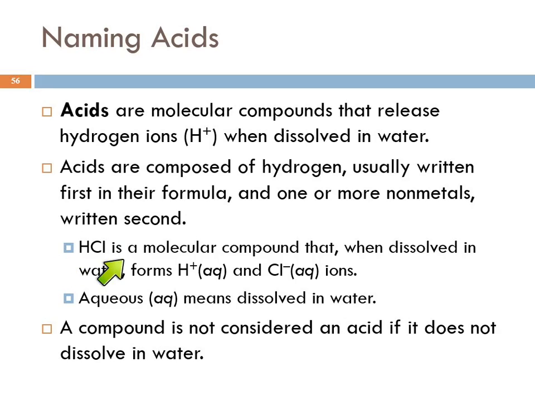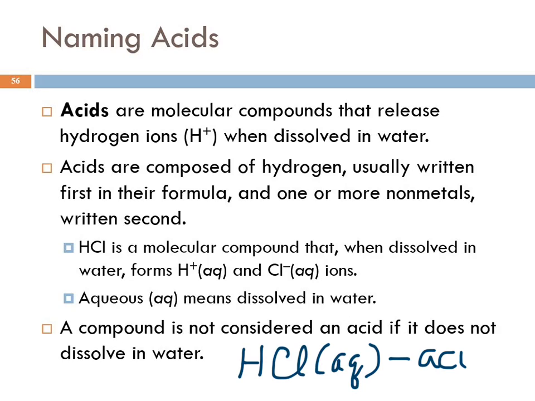So if we see just HCl, we're going to name that as a molecular compound. If we see HCl dissolved in water, HCl aqueous, that's an acid. And we'll name it as an acid. How would we name HCl as a molecular compound?